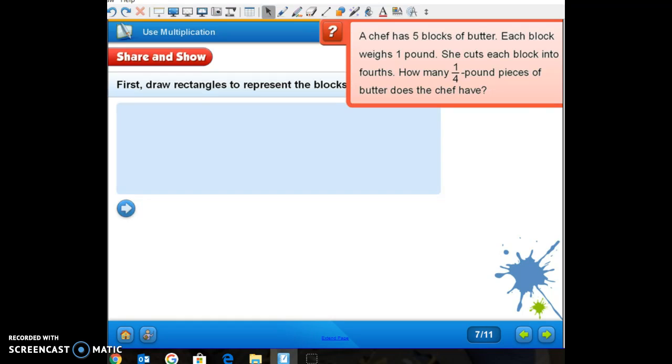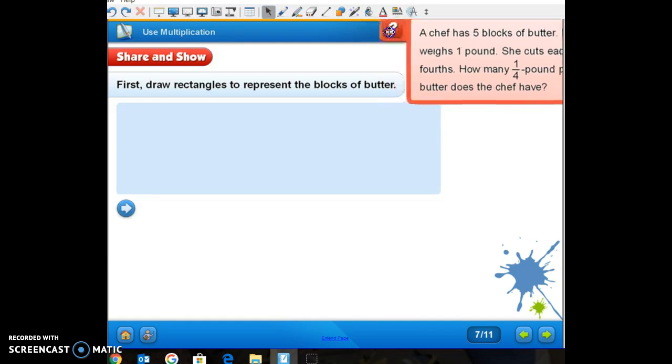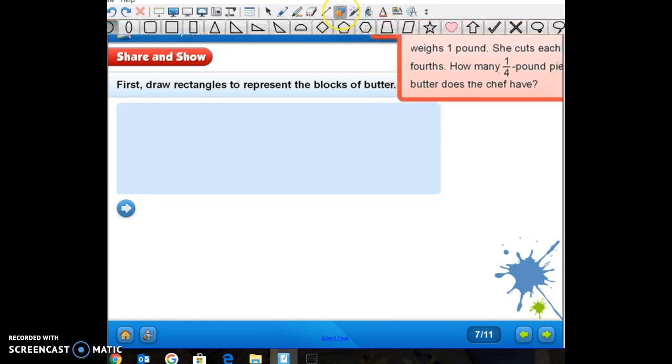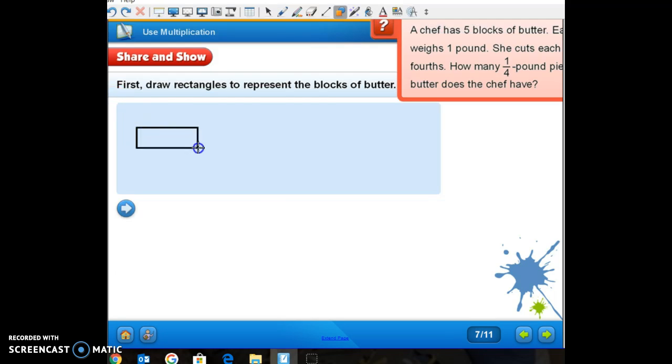Okay, this is the Sharon Show on page 345. The problem is a chef has 5 blocks of butter. Each block weighs 1 pound. She cuts each block into fourths. How many 1/4 pound pieces of butter does the chef have? So how many rectangles are we going to draw? How many blocks of butter does she have? 5. So draw your 5 rectangles.